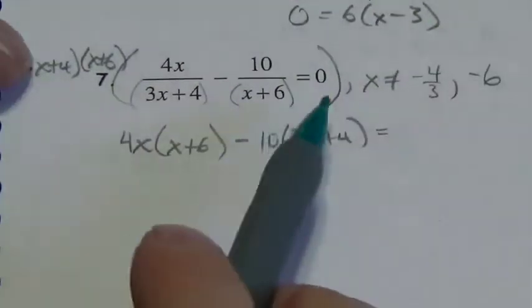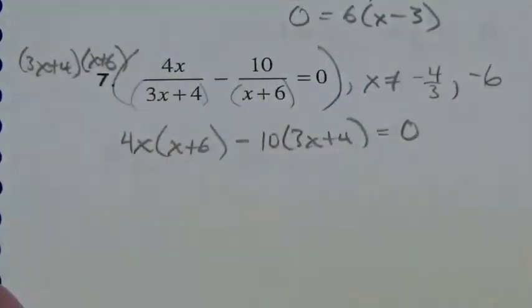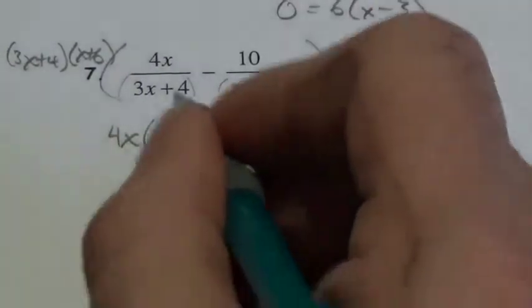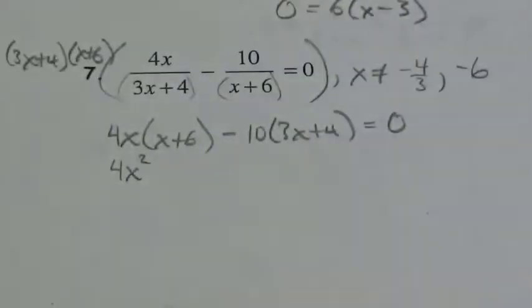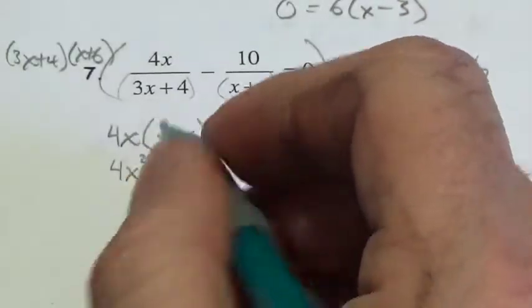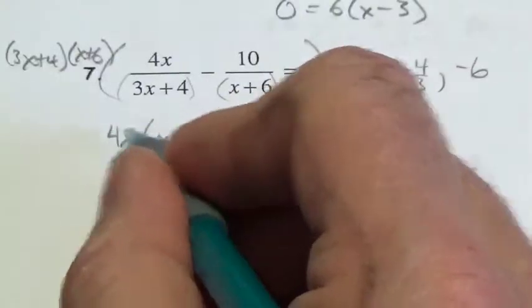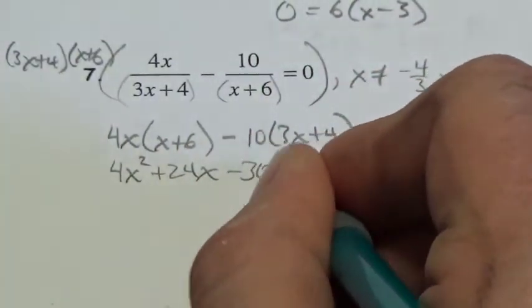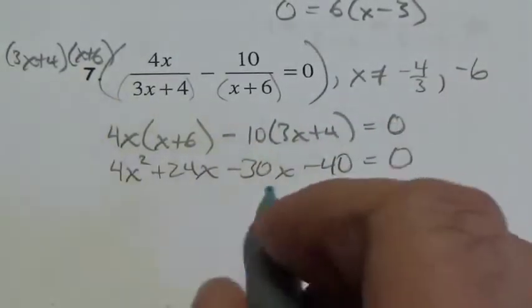Now, what I like about this is when you multiply that common denominator by 0, you still only get 0. Love that property of 0. Man, that makes things straightforward for us. Now we're going to distribute this. We're going to get 4x squared. There's my quadratic, so I'm going to get possibly 2 solutions. Possibly no solutions, but could get 2 solutions here. 4x times 6 is going to be 24x. Minus 30x minus 40 when you distribute that 10 through.